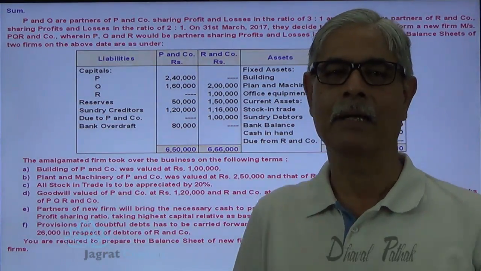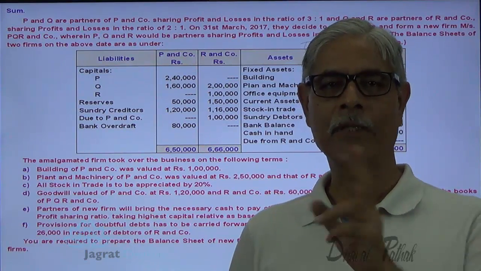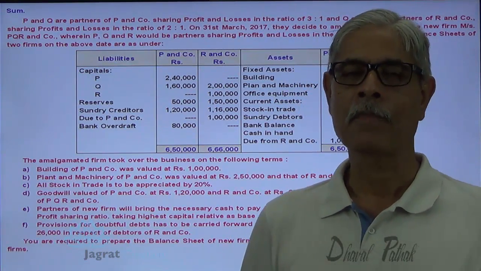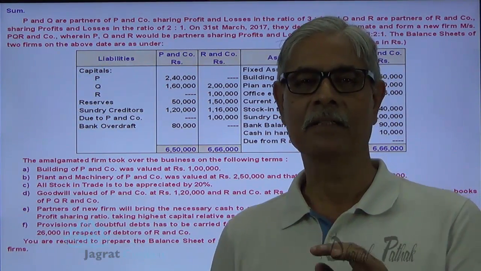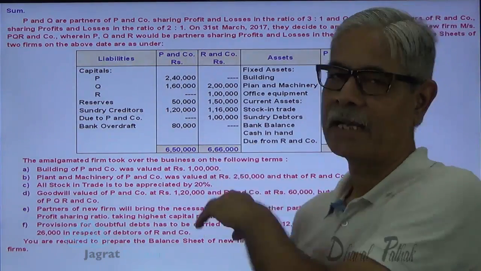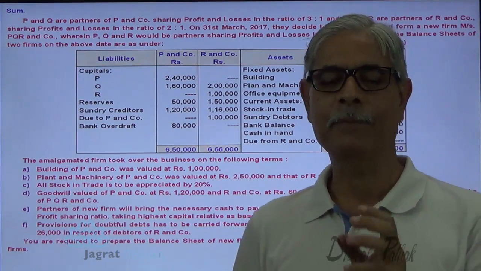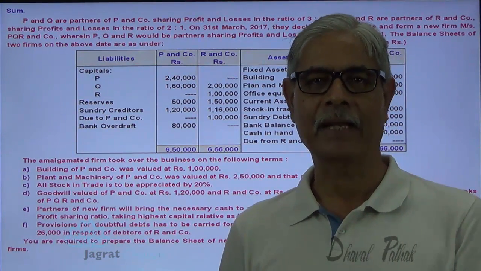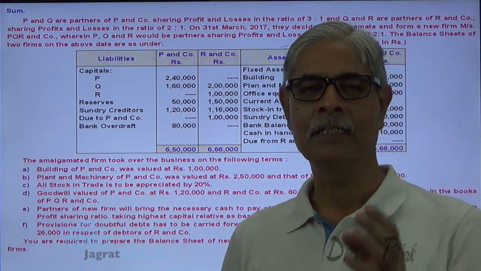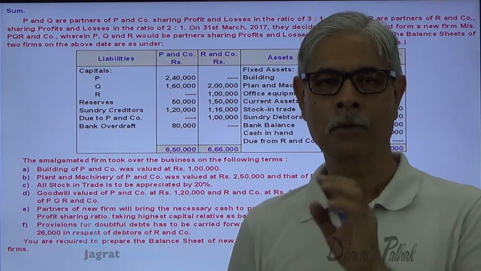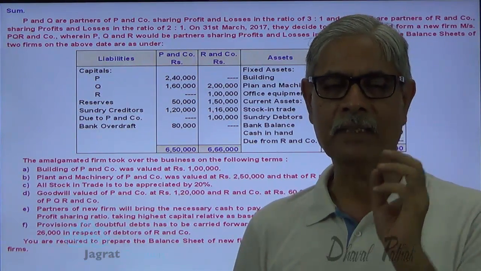Now this is a sum on amalgamation of firm. This sum can be solved by two different methods. One, revaluation of assets and liabilities method. And second, the first firm and second firm are dissolved and the realization account is prepared. So the same sum can be solved by the dissolution accounting method, or by revaluation of assets and liabilities and then transfer of the old firm to the new amalgamated firm. So here there are two methods.